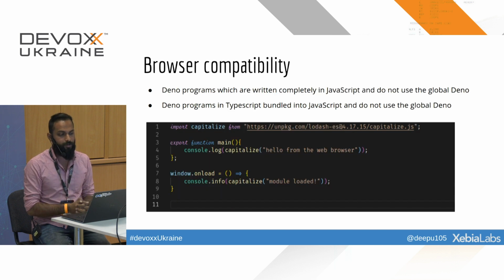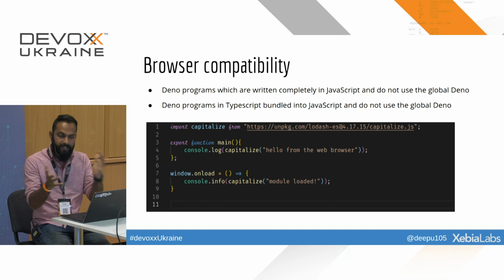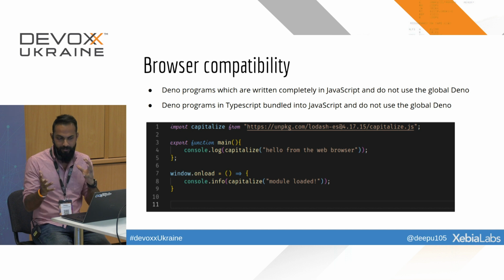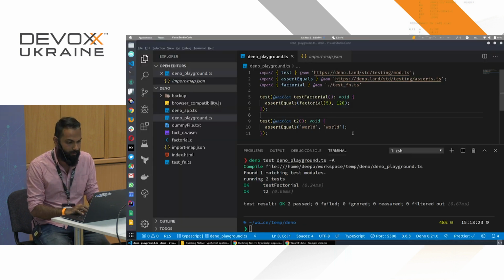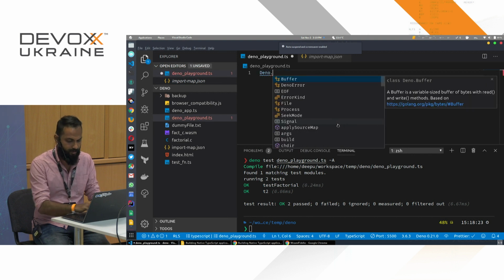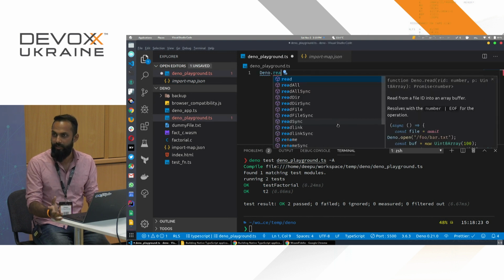Browser compatibility. So Deno also, something that they try to do is they want to be as browser compatible as possible. So if you write a pure JavaScript program, because you can write both JavaScript and TypeScript, without using the global Deno object, which has a lot of inbuilt methods, it is browser compatible.